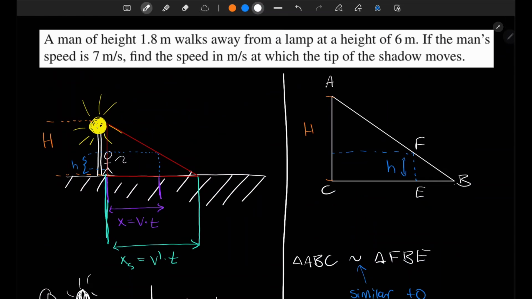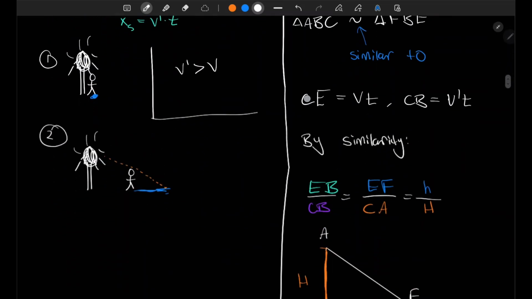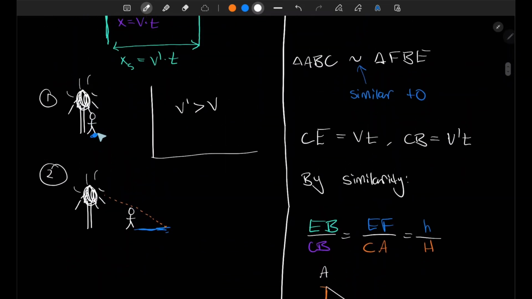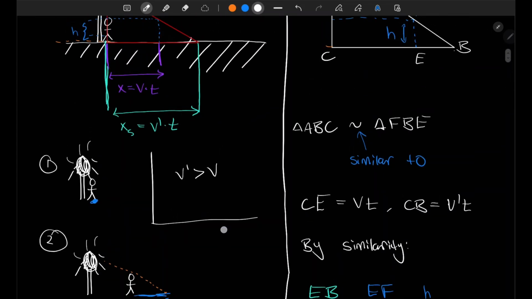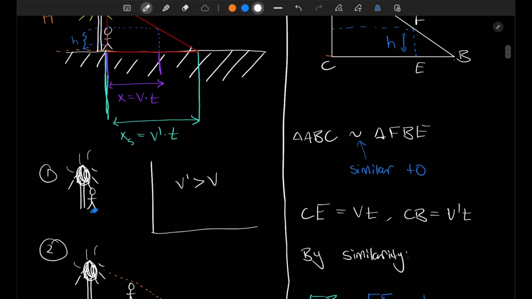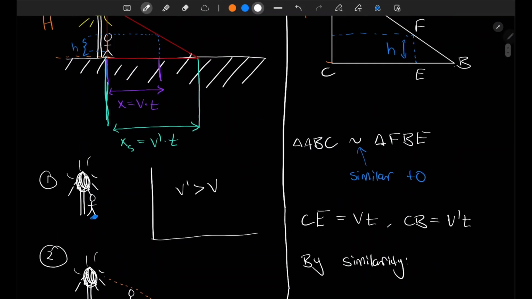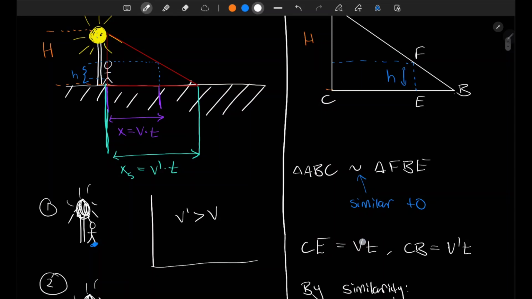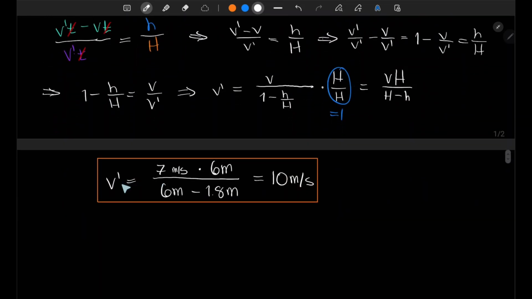So if you're standing underneath a lamp and you start to move away from it, the tip of your shadow is going to stay ahead of you, even though at the start it was right below you. That's what we saw here. Initially, when you're right underneath the lamp, your shadow is right underneath you, so you have the same starting position. But then as you walk away, your shadow starts to take the lead. The only way for that to happen is if the tip of the shadow moves more quickly than you do. If we know how fast we're moving and we know the height of ourselves and the lamp, we can calculate how fast the tip of the shadow is. Here, it's 10 meters per second.